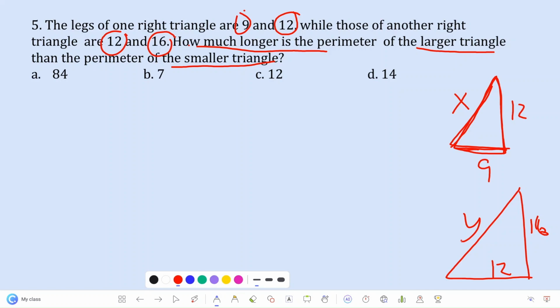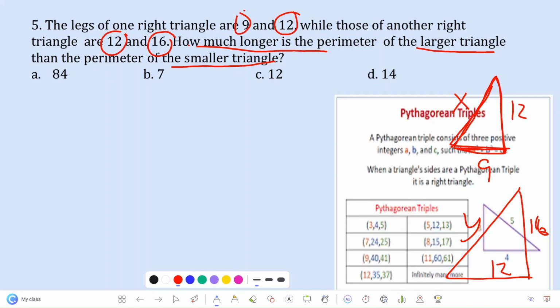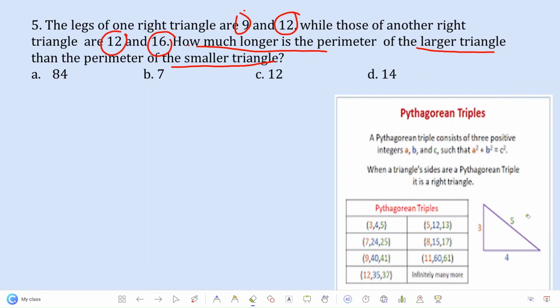Pero may mas madali pong paraan on how to solve this. Sana po narinig niyo na ang Pythagorean triples. Ang Pythagorean triples ay consist of three positive integers a, b, and c such that a squared plus b squared is equal to c squared, and this is the Pythagorean theorem. Okay? Usually sa Pythagorean triples, pag pinapasolve ka, binibigay na ang dalawang leg, or sometimes ang hypotenuse at isang leg ng isang triangle.